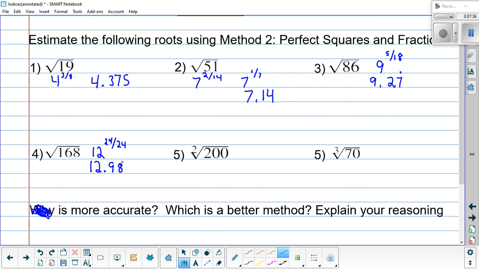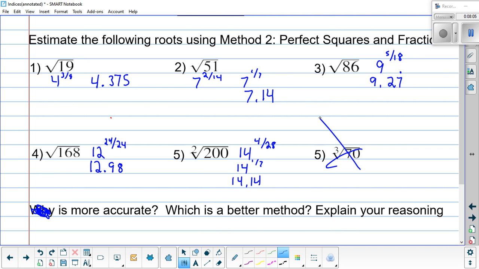Now the square root of 200. Here we can say 196 is 14. Our difference is 4, and if we double that, that's 28. So what do we have? We have 14 and 1/7, and we know 1/7 is about 0.14. And this last one we can't do. It's a cube root. I put it on there to make you think, can we do this?